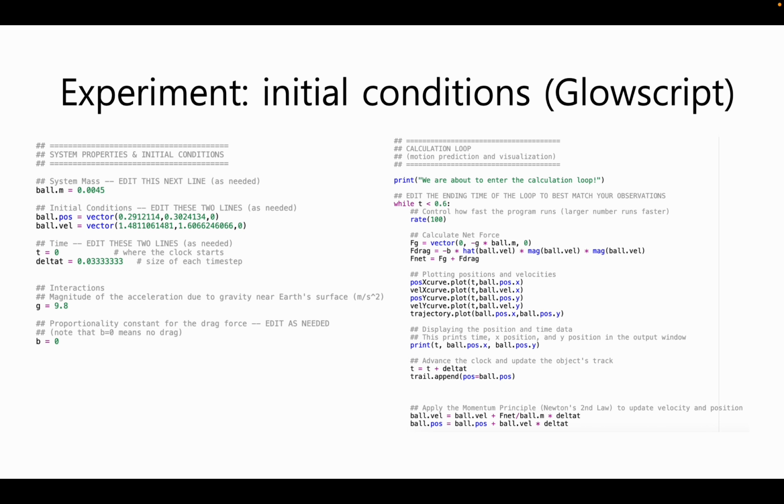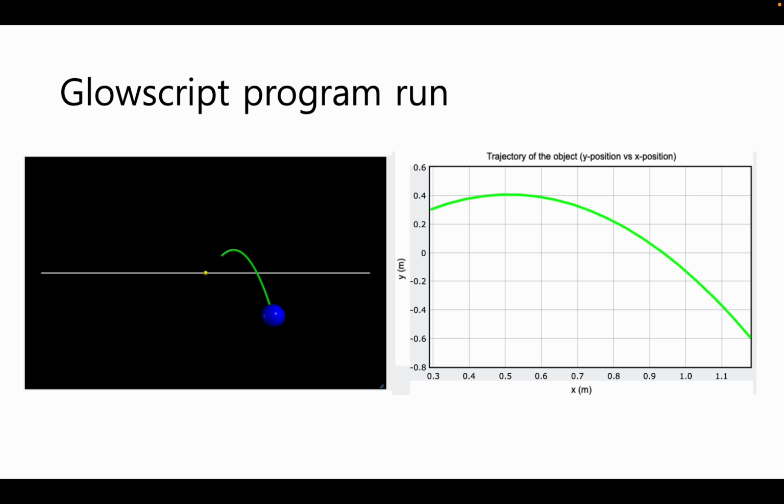At the bottom of the right image, I used velocity and position update formulas to model the object. Here is the image of my program run with my initial conditions.